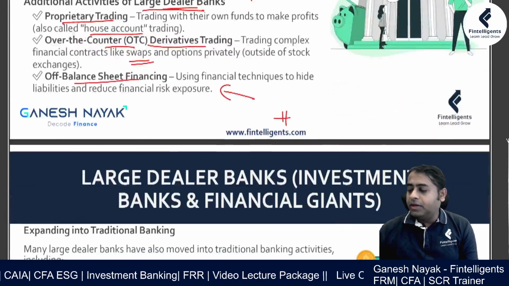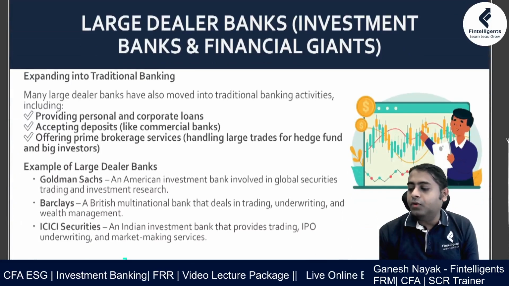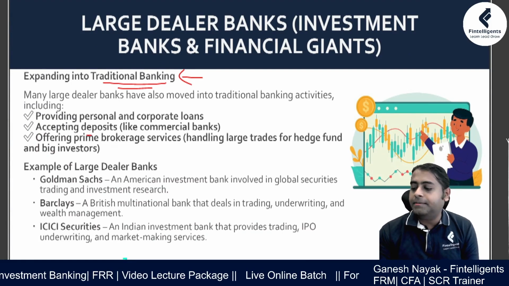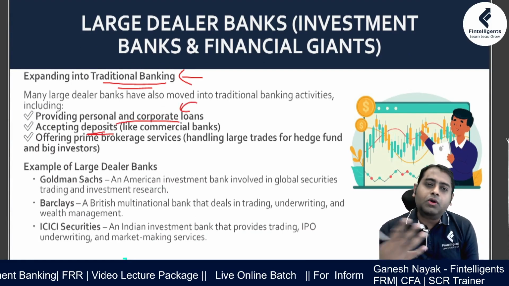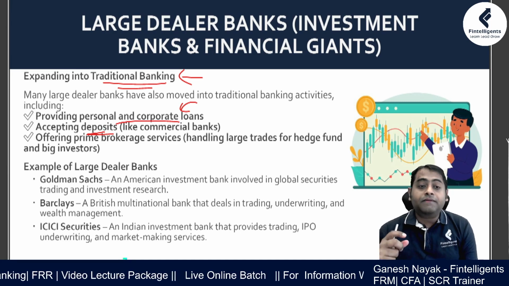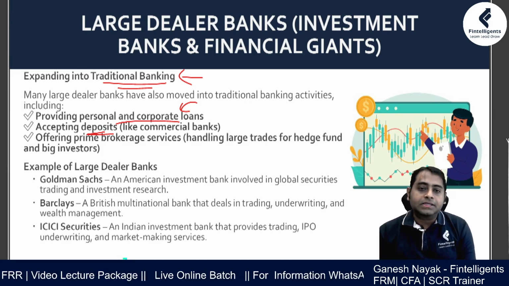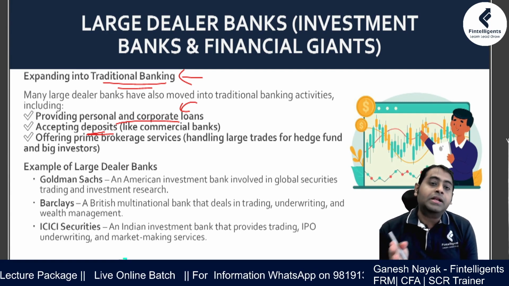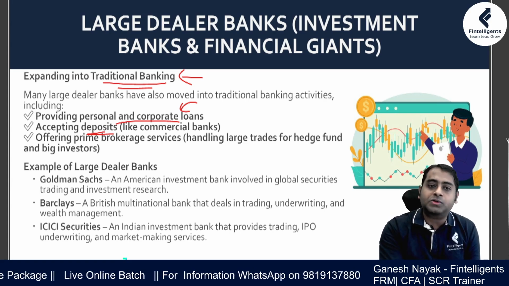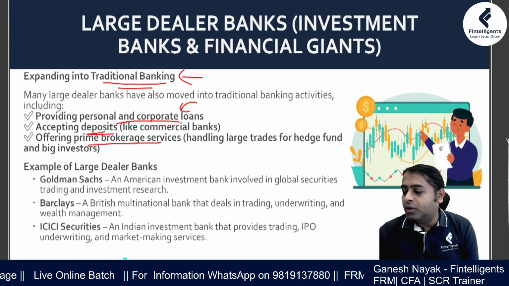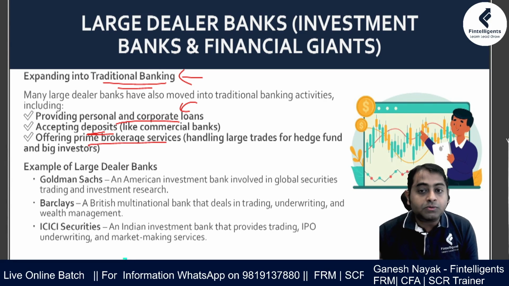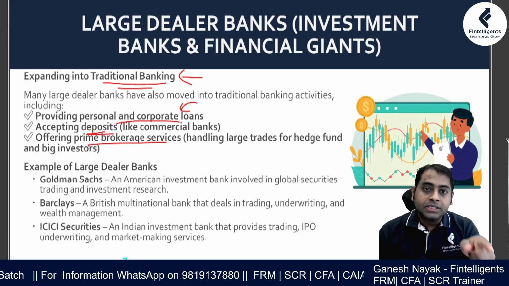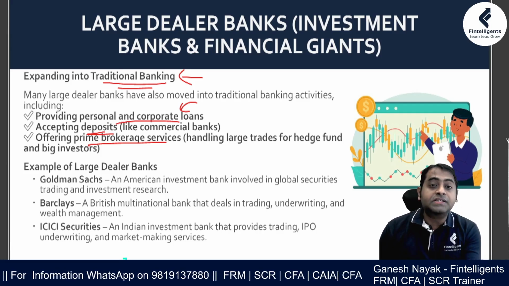Let us move forward. Large dealer banks, how are they different from a traditional bank? Traditional banks, when you open up an account, you can accept deposits, you can get normal loans. They also give corporate loans, right? But when you look at the big banks, they not only do traditional activities, they also enter into other activities. They have investment banking arms also. They also offer prime brokerage services. What are prime brokerage services? The way you have a broker for yourself, like Zerodha, similarly these are broking services for hedge funds.